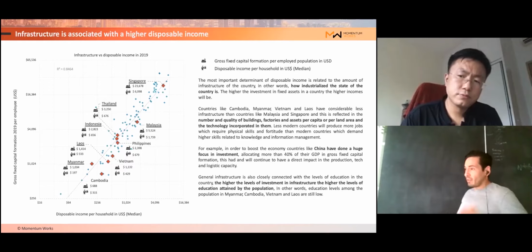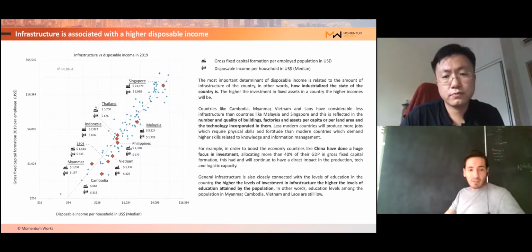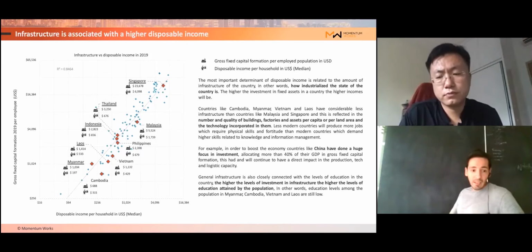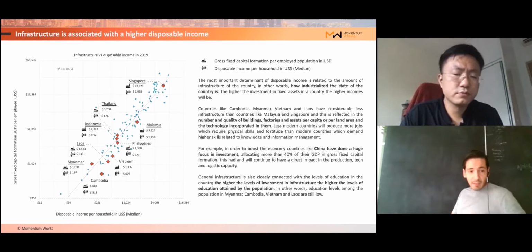It was like $130 in 1991, and now it's around 430 or something like that. So that is pretty impressive, and all of this is because the modernization in Southeast Asia happened very recently. This is why things have been increasing and growing very fast during the last 20 years. And in this chart, you can see that there is a direct association between infrastructure on the y-axis and the disposable income per household on the x-axis. So this shows that investing in infrastructure is actually paying off in terms of higher salaries for the different countries. This is something very interesting.